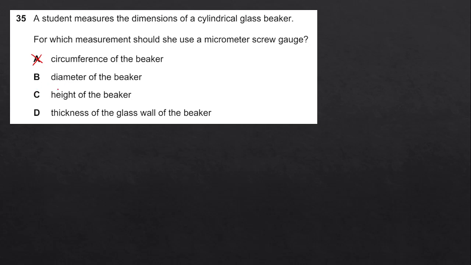But here for diameter we would still use a vernier caliper, so we won't be able to use a micrometer screw gauge. For the height of the beaker, again we'll use a vernier caliper or a meter ruler, so we won't be able to use a micrometer screw gauge. The thickness of the glass wall of the beaker can be measured using a micrometer screw gauge. So the correct answer is option D.